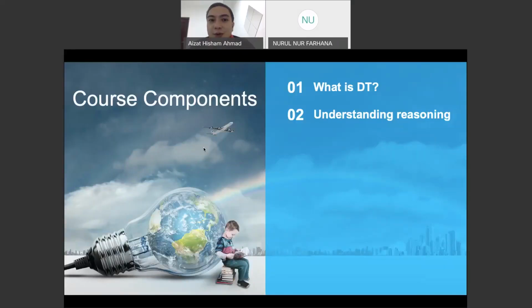On reasoning, because when you talk about thinking, you will also have to understand reasoning, because the whole reason why we think about something, there must be a reason. Whatever we do in this world, we always have a reason for it. Okay. And then why is design thinking important? How to apply it? Why is it important to your life?